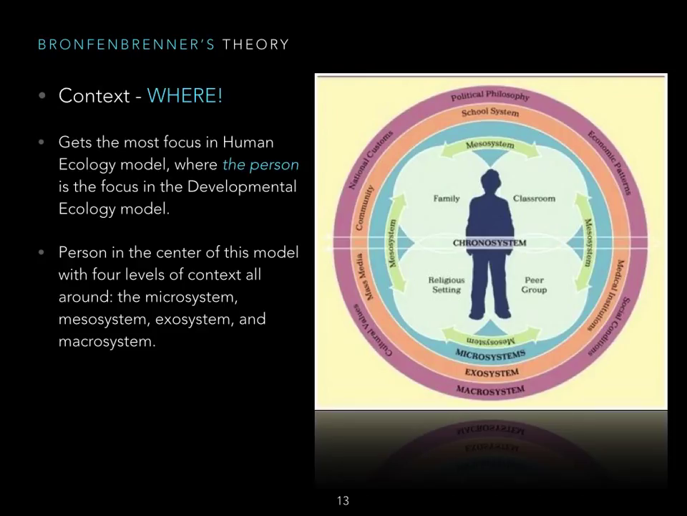Like I was saying, the person is the center of this model with four levels of context all around, and you're going to get really familiar with these four systems. There's the microsystem, which we'll talk about a little bit more in the next slide. There's the mesosystem, the exosystem, and the macrosystem.